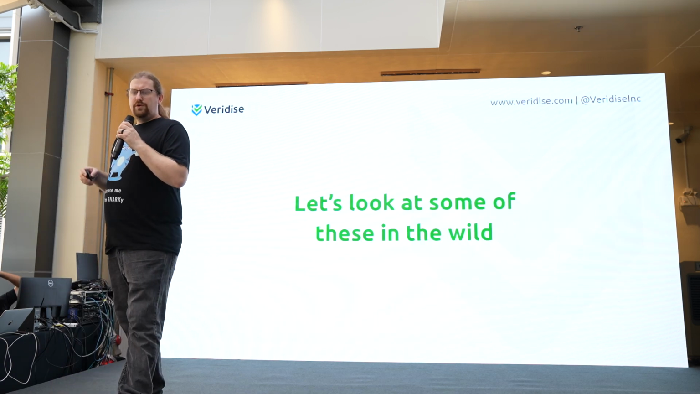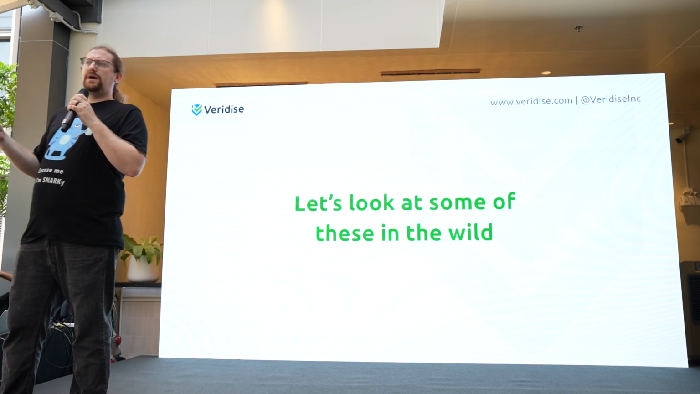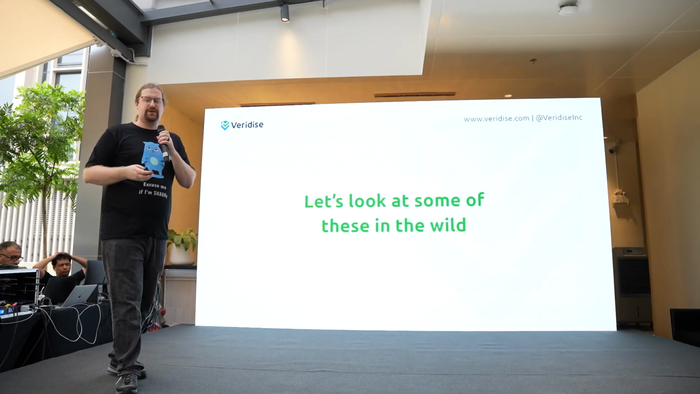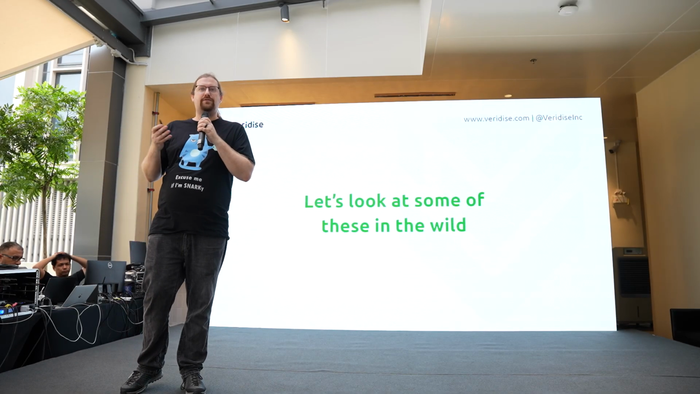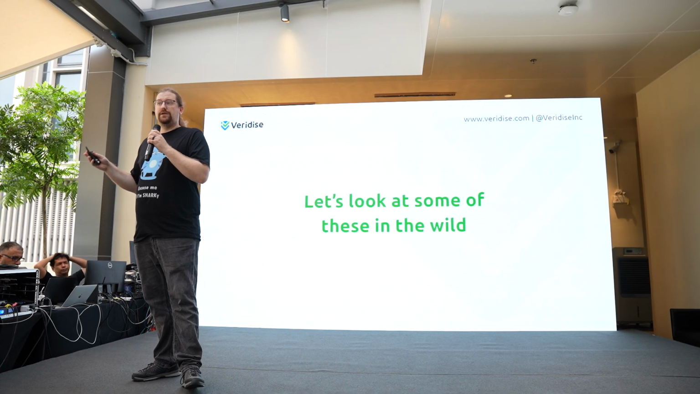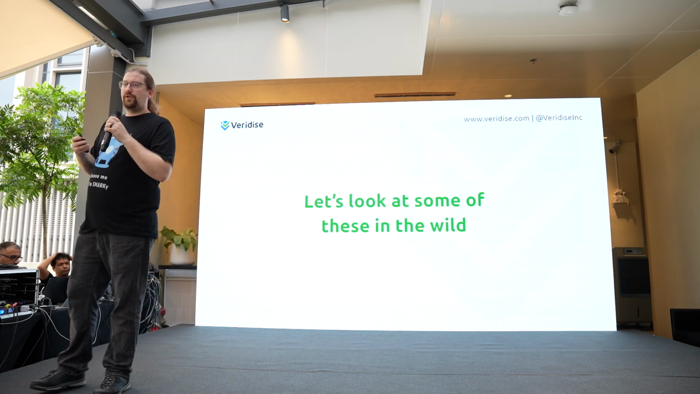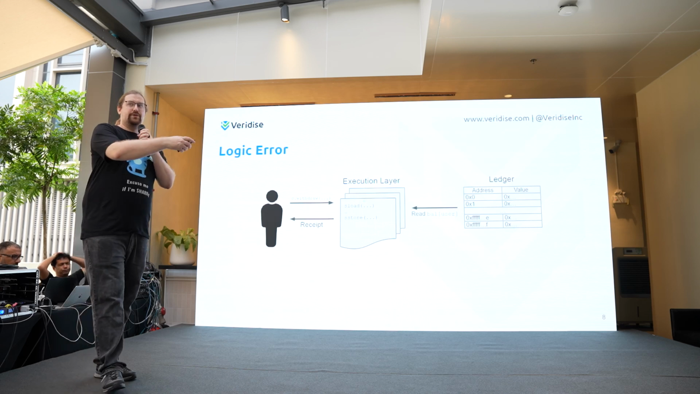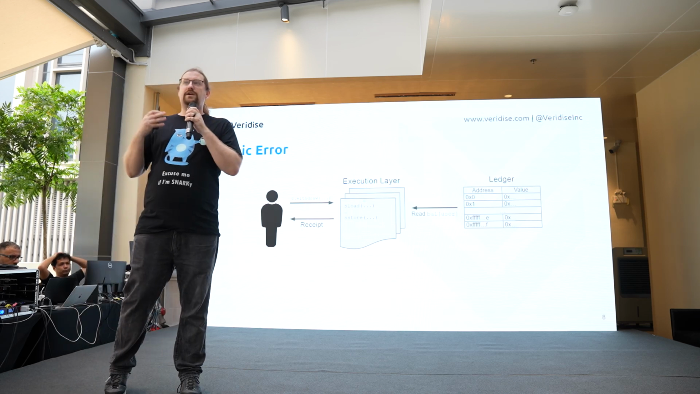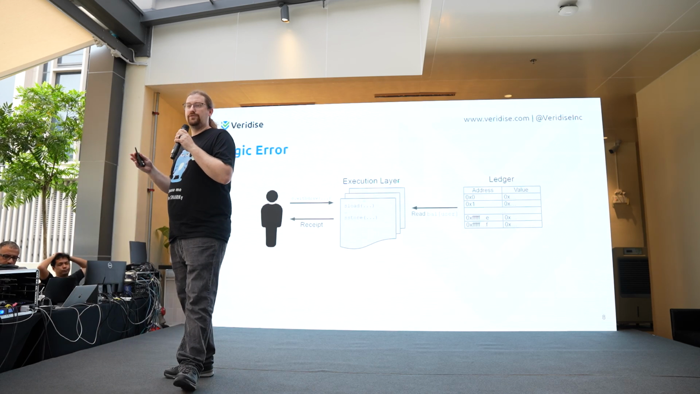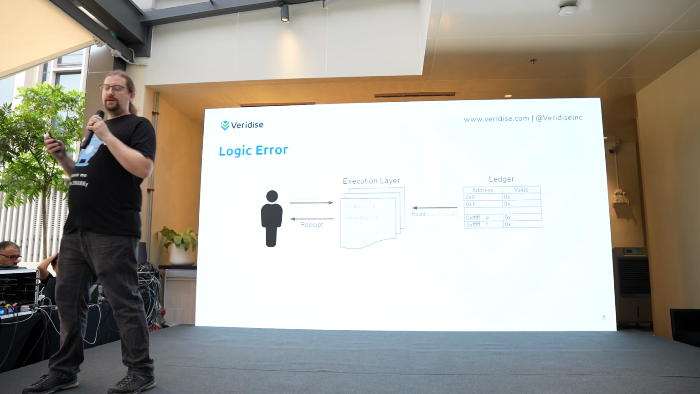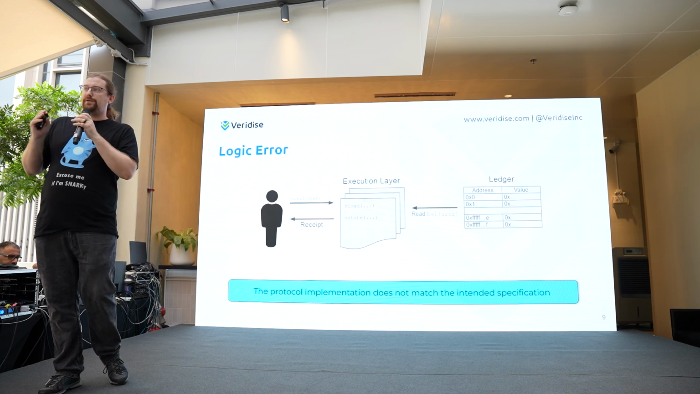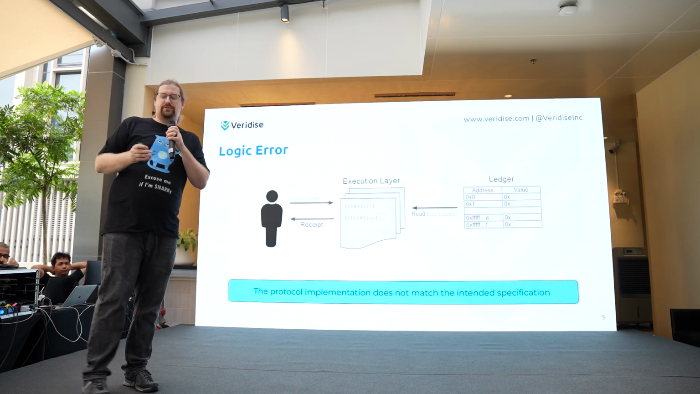Okay, so now I've told you about some of these issues that we commonly find in protocols, but let's take a look at some of the impacts that they might have if they actually ended up in your project. And we can do that by looking at previous hacks. So let's first start with logical errors. As we talked about previously, that is the most common significant issue that we find in audits. So basically, a logical error occurs when the protocol implementation doesn't match the desired specification.